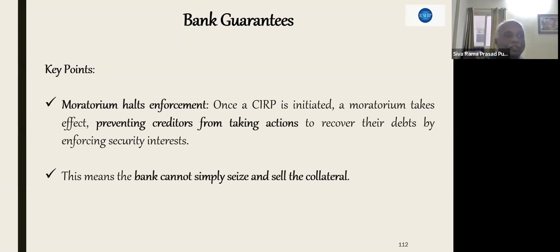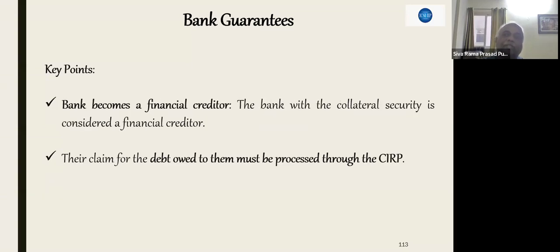Moratorium halts enforcement. Once a CIRP is initiated, the moratorium takes effect, preventing creditors from taking actions. This means the bank cannot simply seize and sell the collaterals. The bank becomes a financial creditor. The bank holding collateral is considered a financial creditor. Their claim for the debt owed must be processed through the CIRP only.